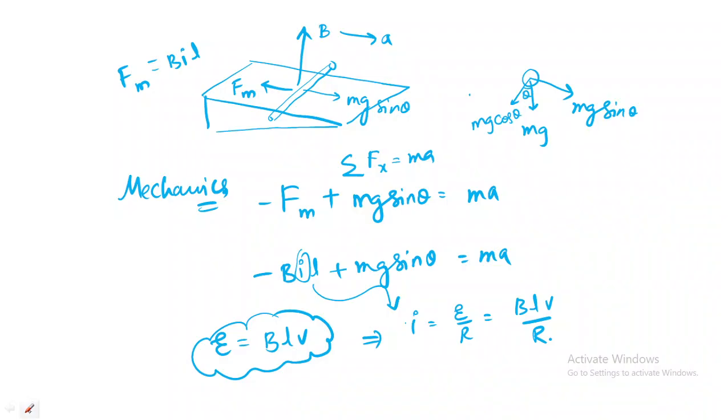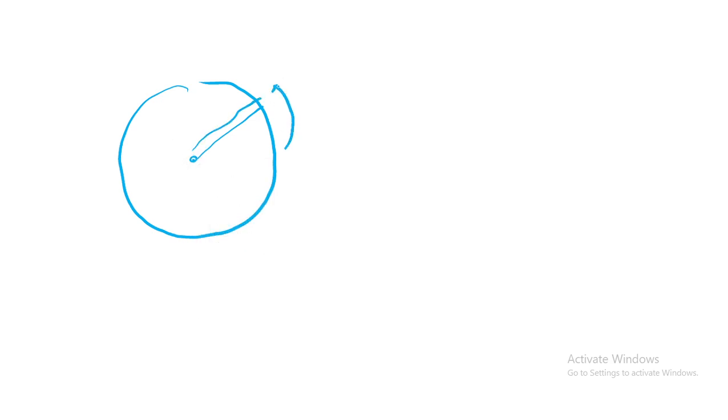There is also one more question I would like to discuss and conclude with. This is very important: the rotational part. For example, one rod is rotating, which also comes under rotational motion, with an angular velocity omega. Here, for example, the magnetic field is like this, into the plane.